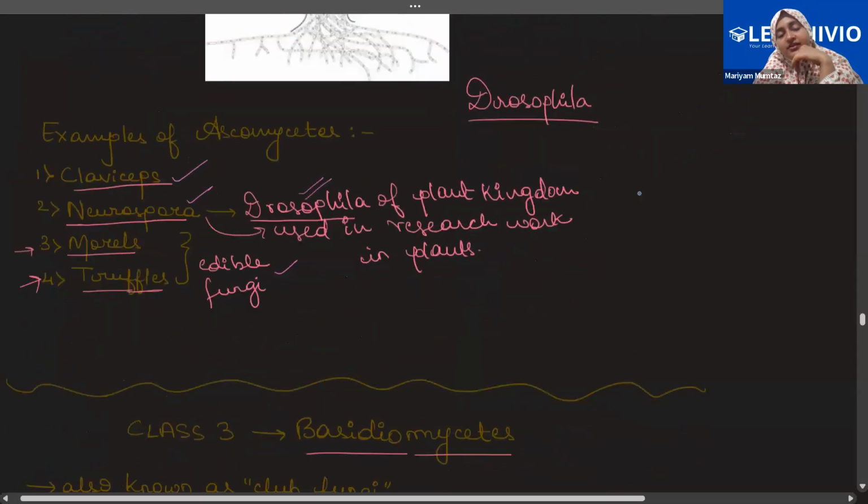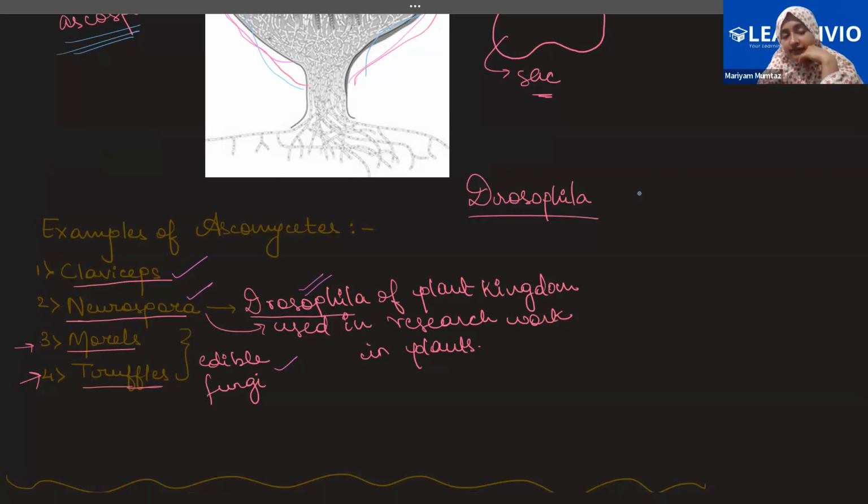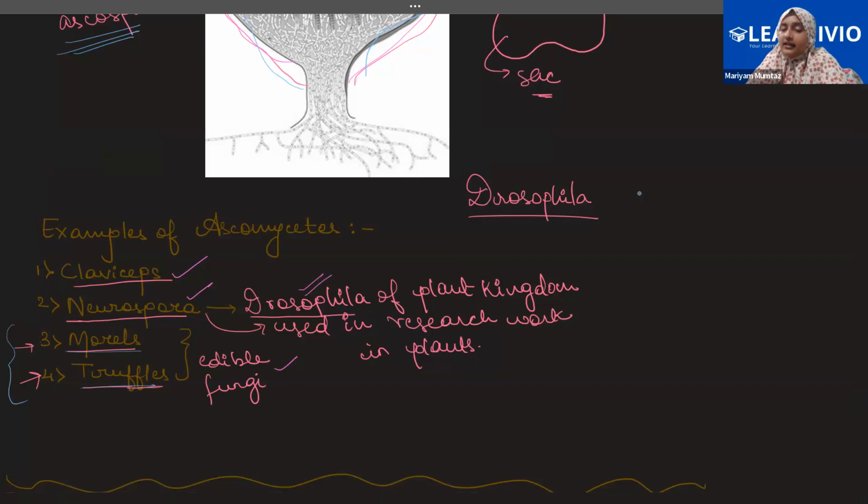Now we have the examples of ascomycetes. There is claviceps, neurospora, morels, and truffles. Out of these four, the ending two, that is morels and truffles, these are the edible fungi. Also talking about the neurospora, most commonly it is known as the Drosophila of the plant kingdom.